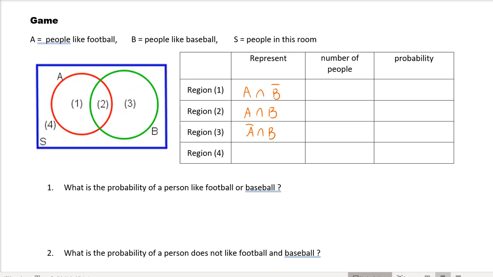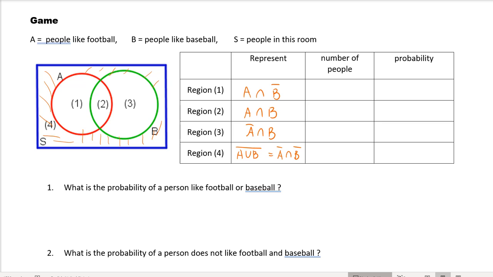Region 4. Region 4 is outside of A or B, right? So you can write it down as A union B, the complement, or you can use De Morgan's law. This equals A complement and B complement because region 4 is outside of A and outside of B. So that's why it's in A complement and B complement.